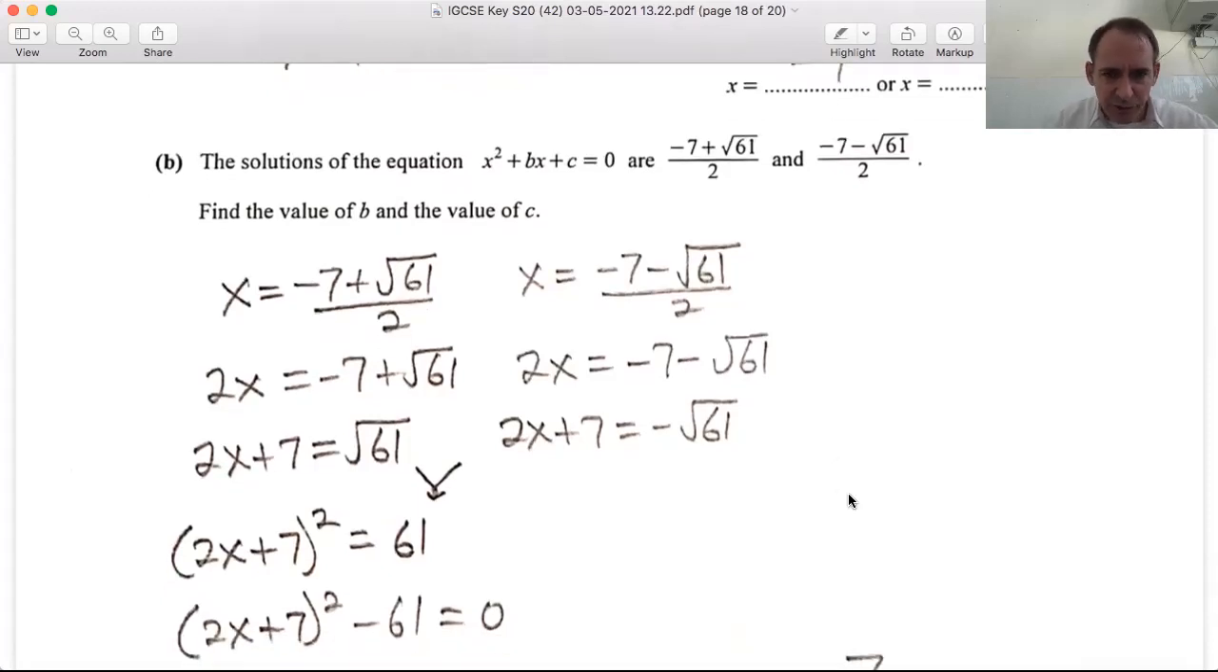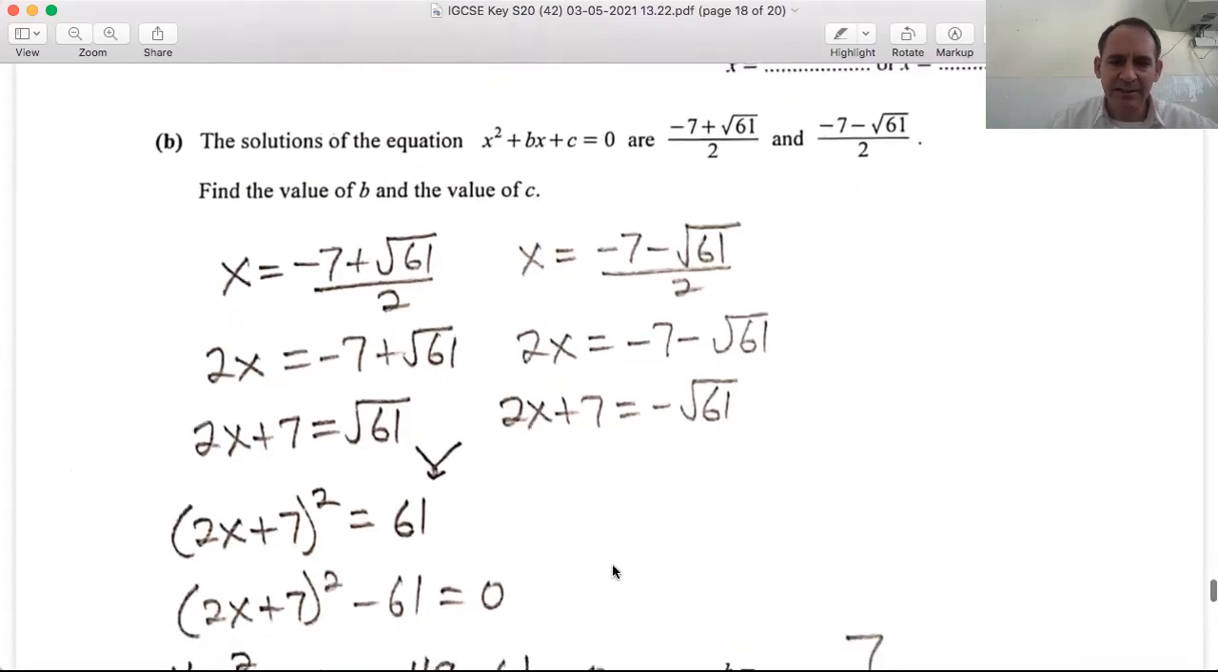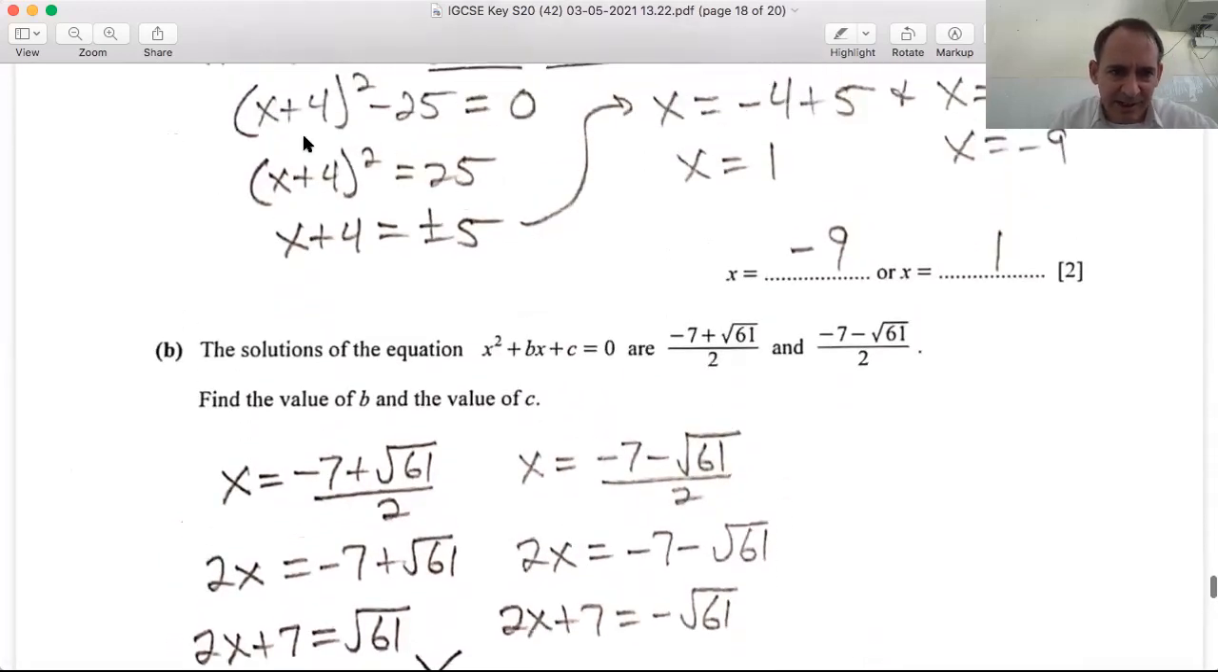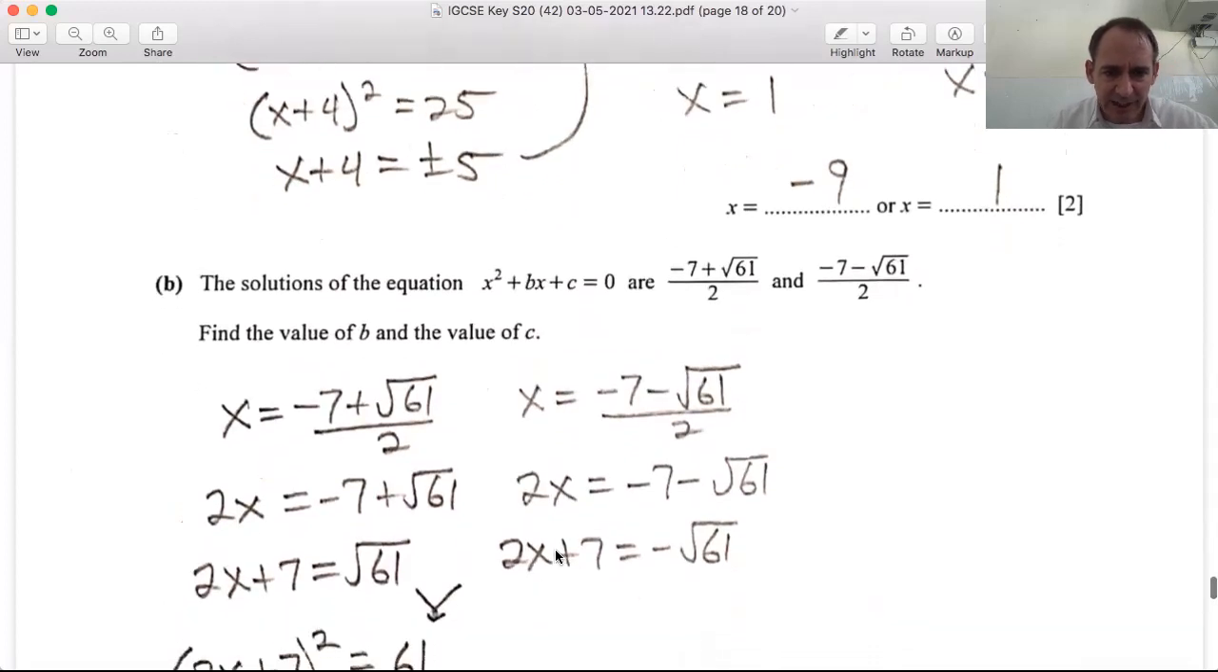And if you notice, when we add 7 to both sides, we end up with our 2x plus 7 and the plus or minus root 61. That's like this right here. Notice x plus 4 and plus or minus 5. Here we have 2x plus 7 on the left and the plus or minus root 61 on the right. So we can square both sides.